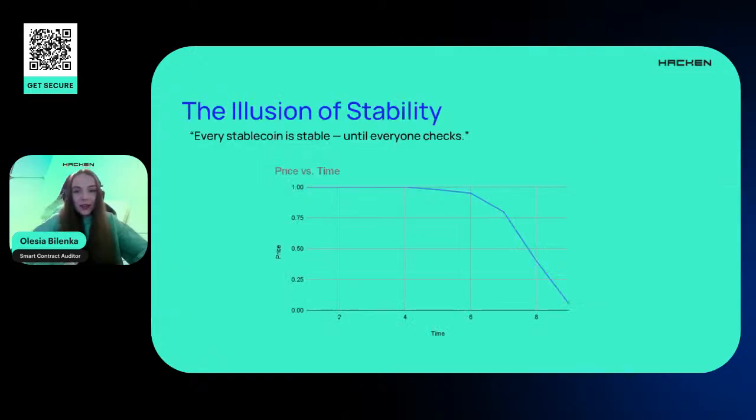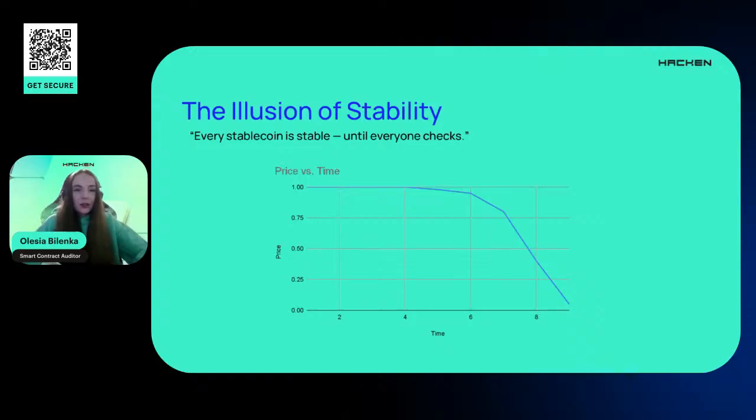Every stablecoin is stable until everyone checks. Stability is not only a technical or economical state, it's a story that people believe in. And when this story starts to break, the numbers follow it. Because when trust disappears, people start to pull out their funds, and even the strongest peg starts to slip. That's what we call the illusion of stability.